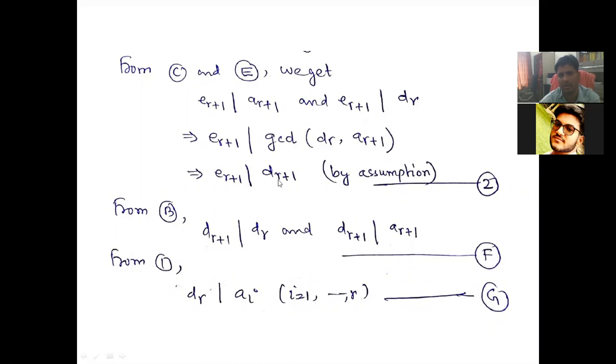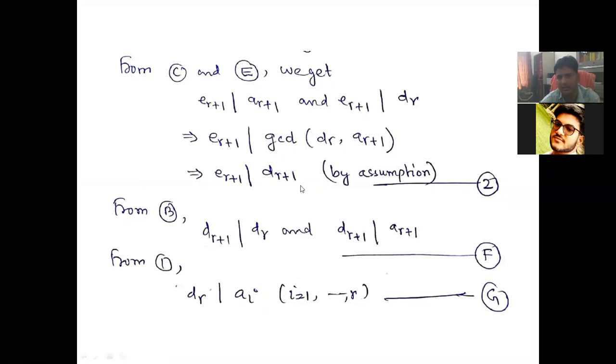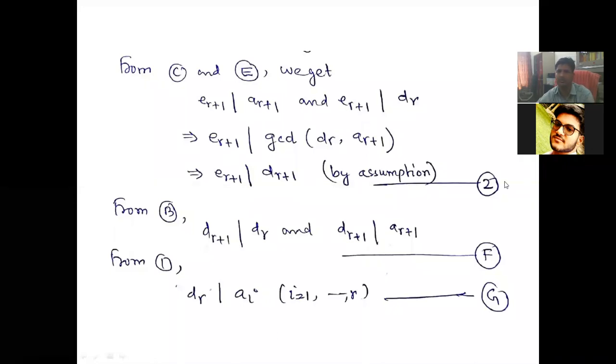This implies E_{r+1} divides D_{r+1} by assumption, since GCD of D_r, A_{r+1} is equal to D_{r+1} by the given assumption. So ultimately we prove that E_{r+1} divides D_{r+1}. This is relation 2. Similarly, we will prove that D_{r+1} divides E_{r+1}.